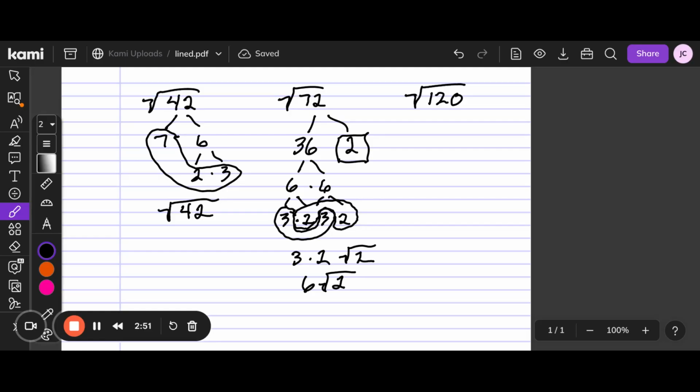And then finally, 120. And again, to start the factoring, if you're not sure where to start, start with 2. If it's even, and all these were even, so start with 2 and see what happens. I'm going to start with 2 and I get 60. And then every time it's even, I'm just going to keep factoring out a 2. All right, now it's not even anymore. And I'm just going to factor 3 times 5.